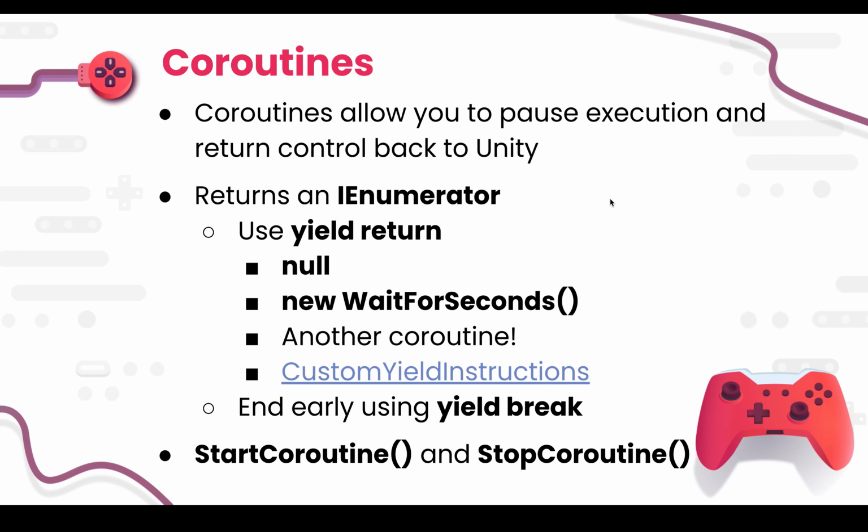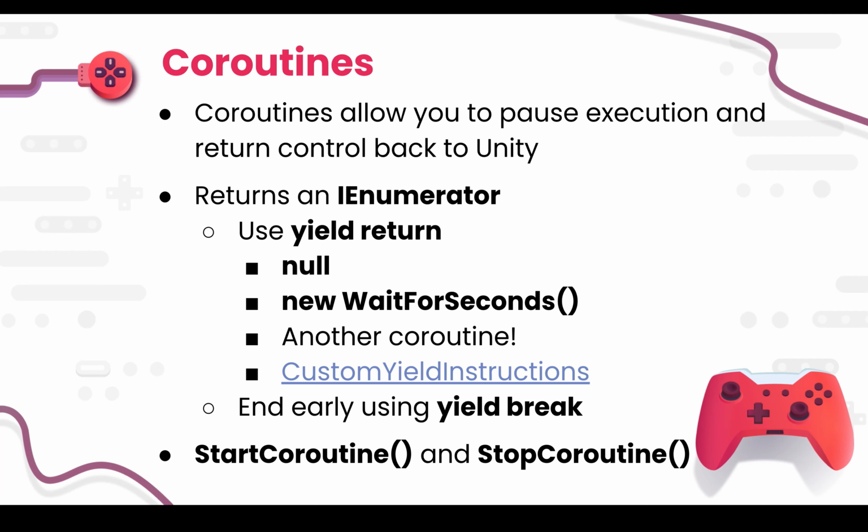So coroutines are a Unity feature which allow you to pause execution of a function and return control back to Unity. And Unity will then resume this coroutine at a later time. So coroutines are a type of function that return IEnumerators, which are a special type of C# object. You don't need to know what IEnumerators are to use coroutines, but if you're curious, you can read the C# documentation.